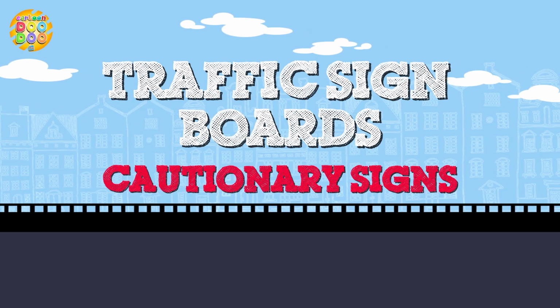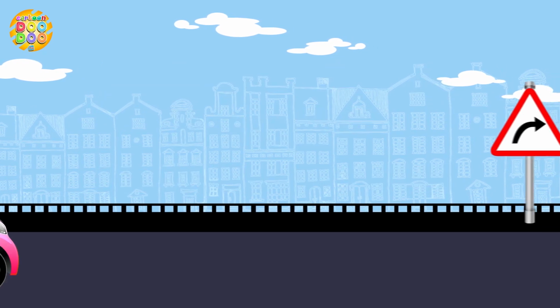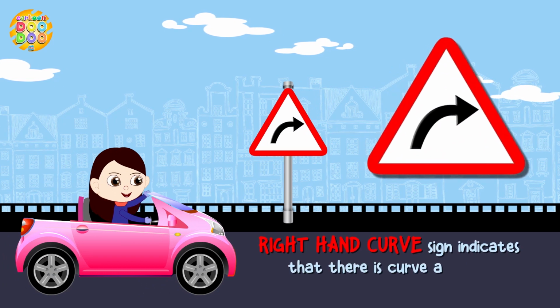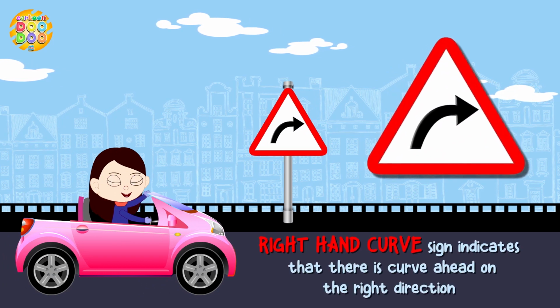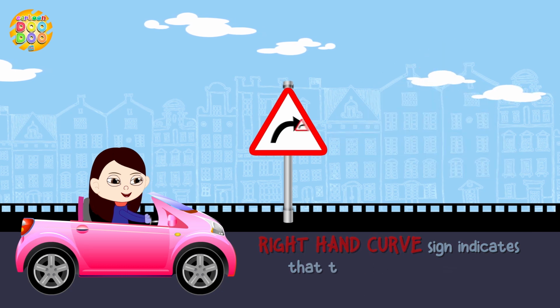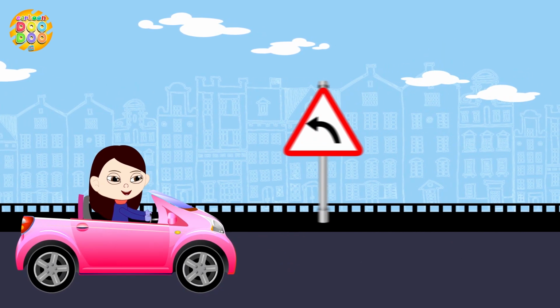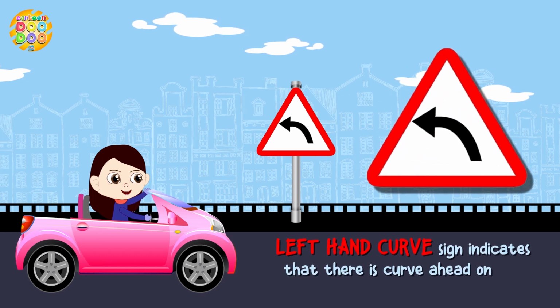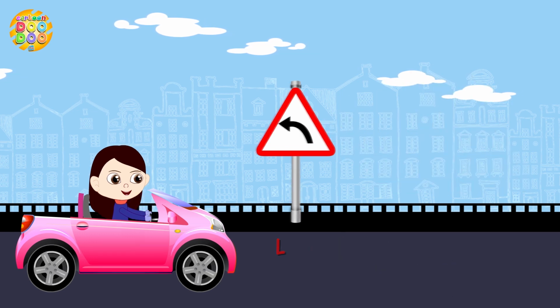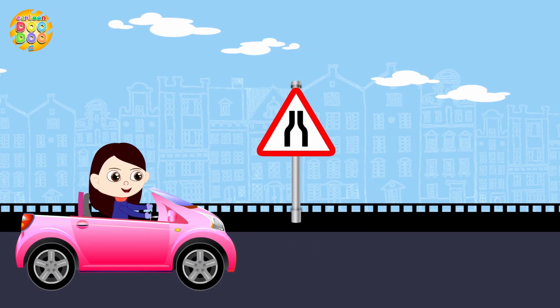Cautionary signs or warning signs. Right hand curve indicates that there is a curve ahead in the right direction, so the vehicle's speed should be reduced. Left hand curve. This sign indicates that there is a curve ahead in the left hand direction, so the vehicle's speed should be reduced.